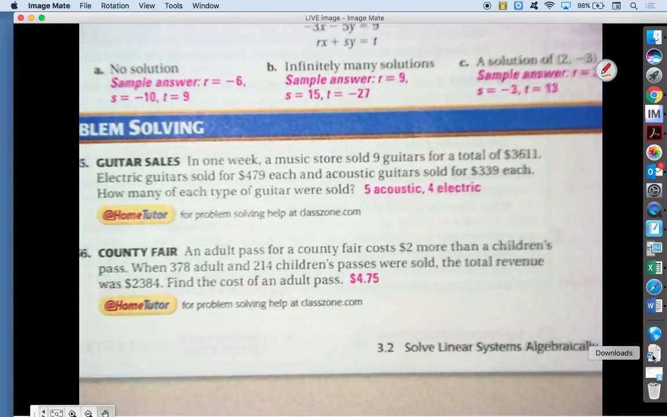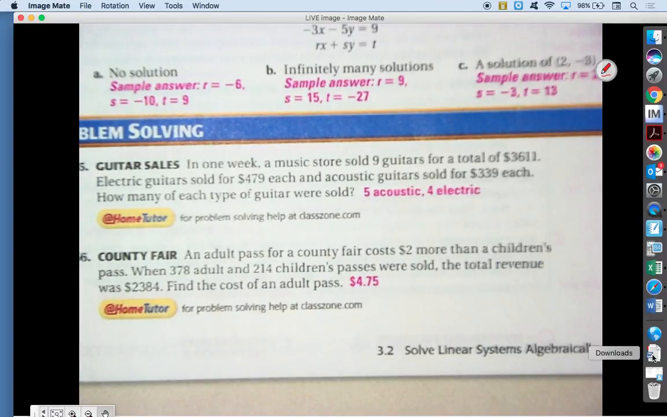So number 55: in 1 week, a music store sold 9 guitars for $3,611. Electric guitars sold for $475 each. The acoustic guitars sold for $339 each. How many of each type of guitar were sold? So you can see the answer is 5 acoustics and 3 electric guitars. But again, we need to talk about how to get to that point.